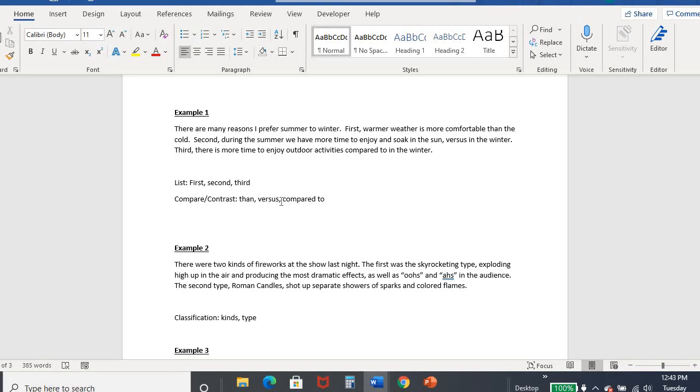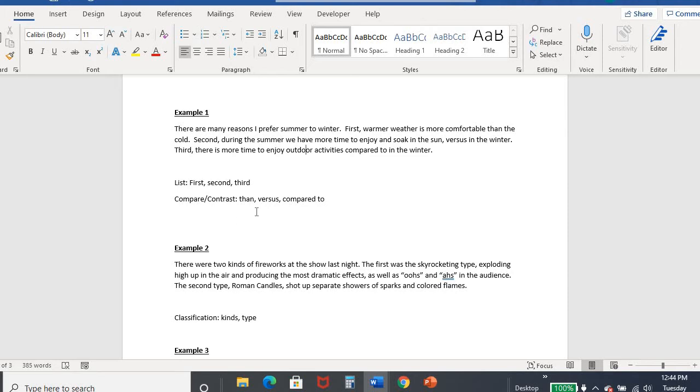What signals identified? Example 1 says, there are many reasons I prefer summer to winter. First, warmer weather is more comfortable than the cold. Second, during the summer, we have more time to enjoy and soak in the sun versus in the winter. Third, there's more time to enjoy outdoor activities compared to in the winter. So I'm doing 2 things here that I can see. There's a list. I know that because it says first, second, and third. It's listing reasons because I know that from my main idea. It says there are many reasons and it lists the reasons.